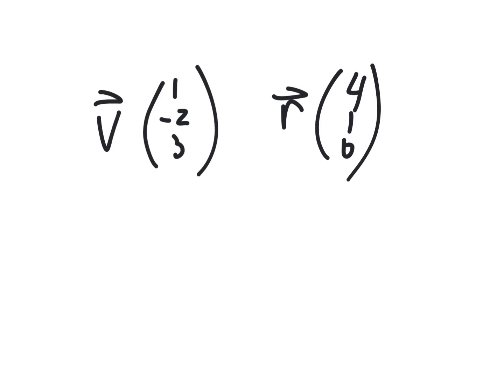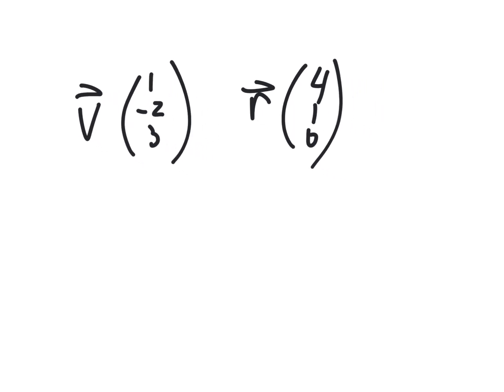Jack B., what say you? The vector v plus vector r equals 5, negative 1, 3, and you basically just add across the top and middle and the bottom. That's it. That's what you get when you do v plus r. Okay. Any questions about that?